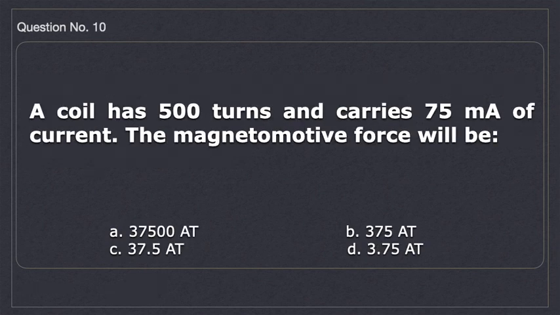Question number 10. A coil has 500 turns and carries 75 milliamperes of current. The magnetomotive force will be A. 37,500 ampere turns, B. 375 ampere turns, C. 37.5 ampere turns, D. 3.75 ampere turns. Answer: C. 37.5 ampere turns.